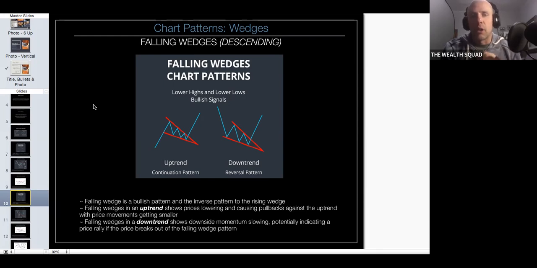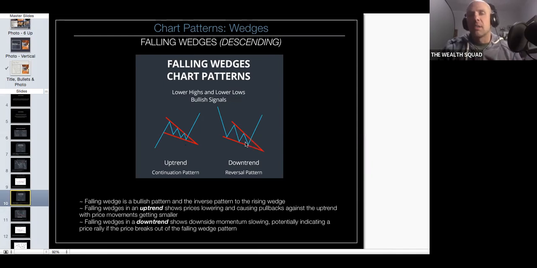The falling wedge in an uptrend shows the price lowering, causing pullbacks against the uptrend, with the price movements getting smaller, right? And the falling wedge in a downtrend shows the downside momentum slowing, potentially indicating a price rally if the price breaks out of the falling wedge pattern right here. It may or may not happen.